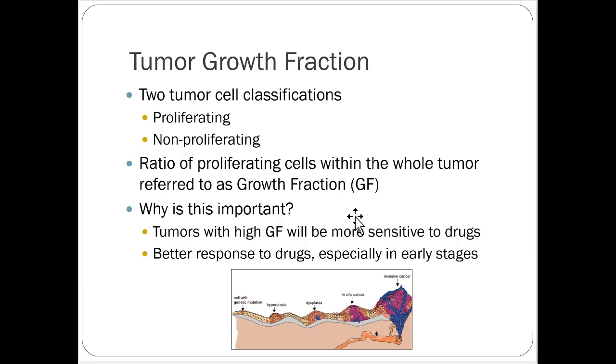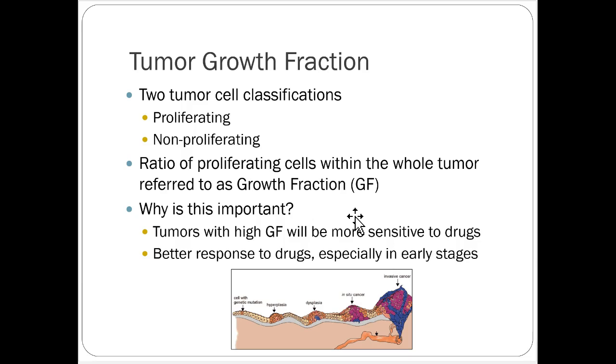When we look at cancer cells, we're looking at two different types: proliferating and non-proliferating. The ratio of these is called the growth fraction. This is important because a tumor that has a high growth fraction will be more sensitive to drugs. Drugs are designed to target cells in a proliferating state, so if you have more cells in a proliferating state, the drugs are generally going to be more effective.